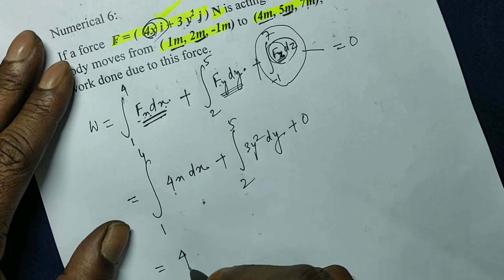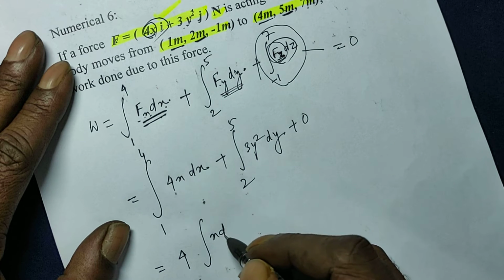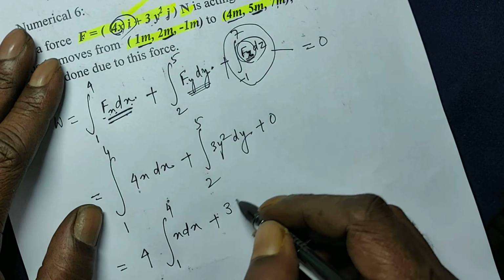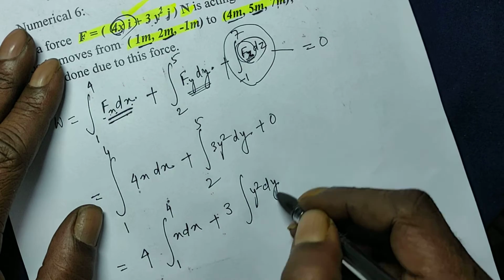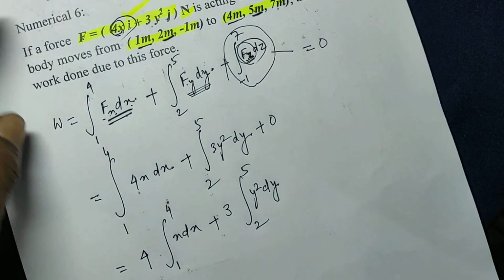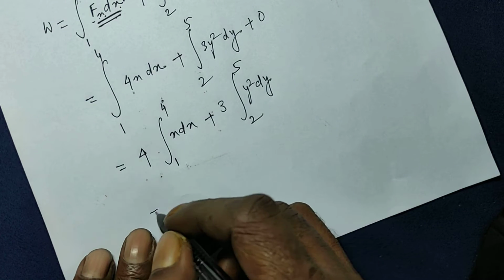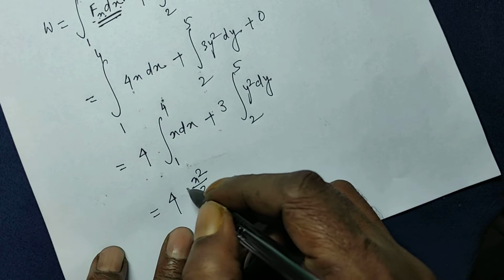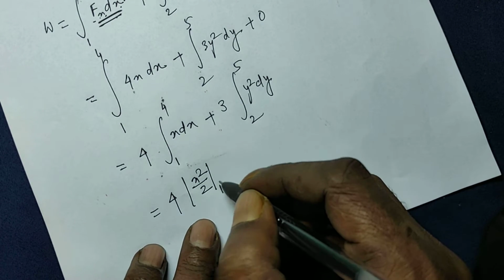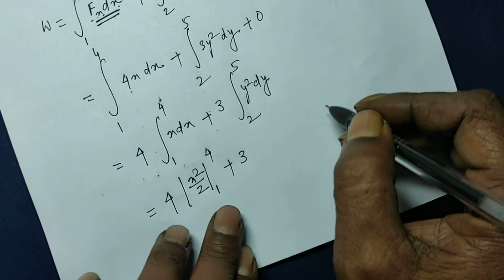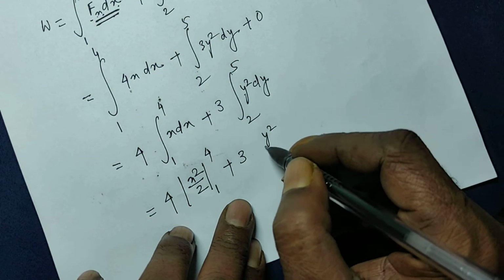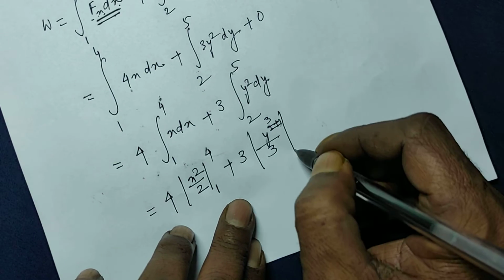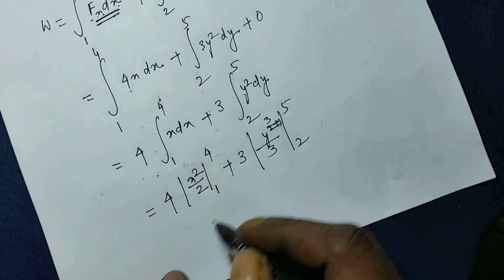Now 4 comes out, being constant. So the integration of x dx from 1 to 4, plus 3 comes out, the integration of y square dy from 2 to 5, is your total work done. And now it is simple. Integration of x dx is x square over 2, its value within the limit from 1 to 4. Now 3 is here. The power will increase by 1, so y cube over 3, its value from 2 to 5.